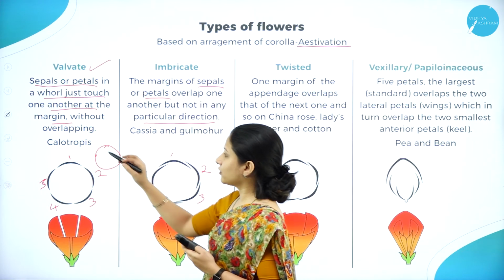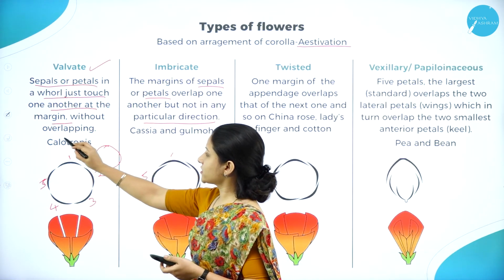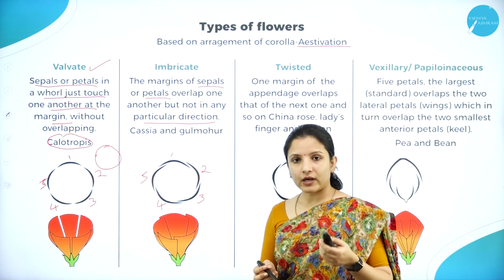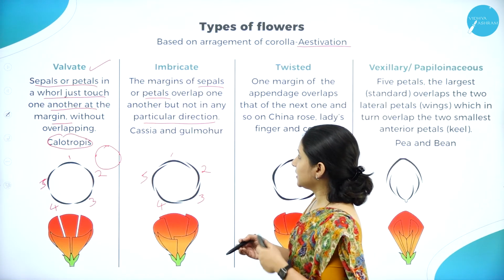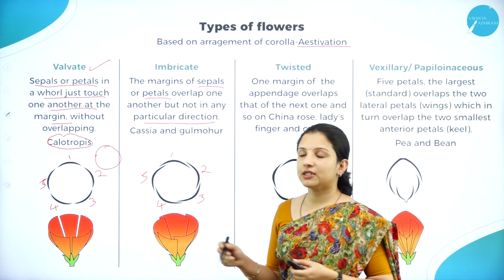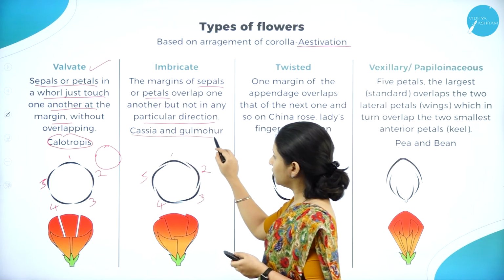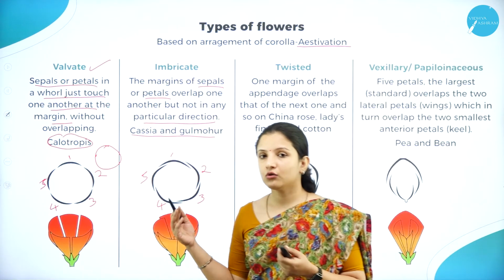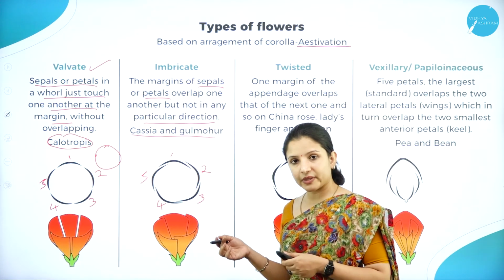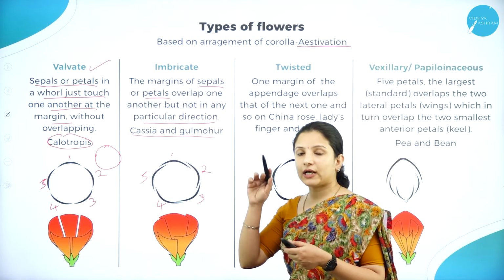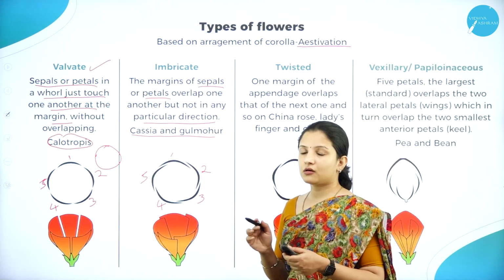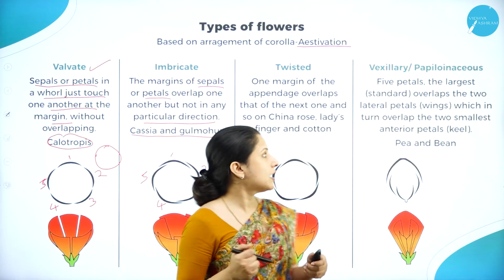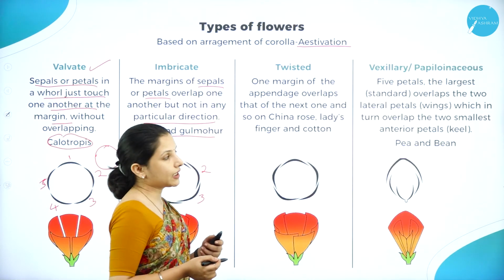So I forgot to tell, in valvate estivation, the best example is Calotropis. So in Calotropis flowers, valvate estivation is usually seen, and imbricate estivation is usually seen in Cassia and Gulmohar flowers. So this is about imbricate estivation. Valvate, no overlapping. Imbricate, overlapping of the petals is there, but in one single direction, either clockwise or anti-clockwise. Not clockwise, anti-clockwise, mixture will not happen there. Next is twisted estivation.